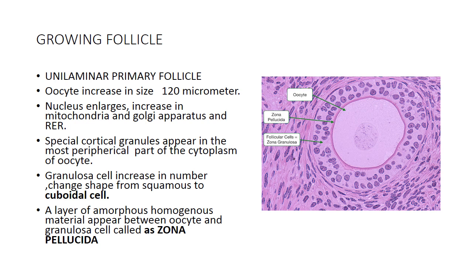Can you observe that in the center there is the oocyte, then the amorphous homogeneous material that you see in the form of a circular line is the zona pellucida, and outside them there is a layer of granulosa cells which are now not squamous, but you can see the nuclei of the cuboidal cells. So now the follicle is growing.